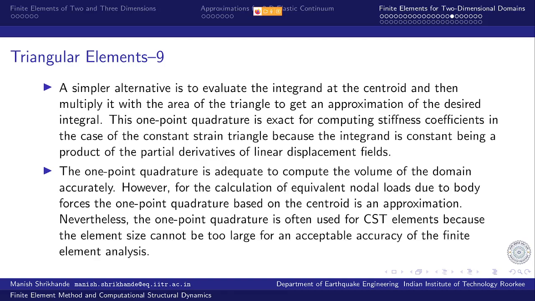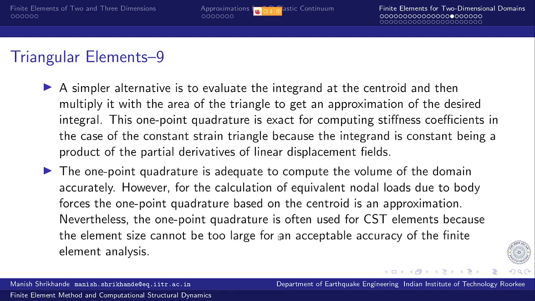However, for the calculation of equivalent nodal loads due to body forces, one-point quadrature based on the centroid is an approximation because the variation may not be constant. The centroid will only give you a representative value, but it is a reasonably good approximation, and as long as the element size is small enough, the errors in approximation are quite insignificant. So that's what I mentioned here.